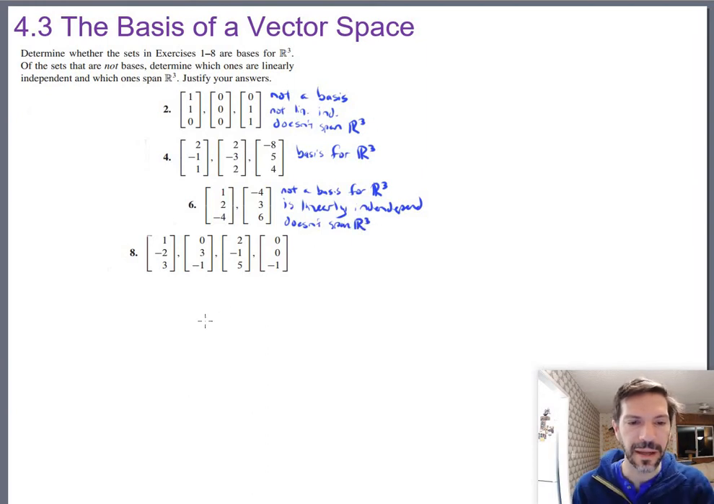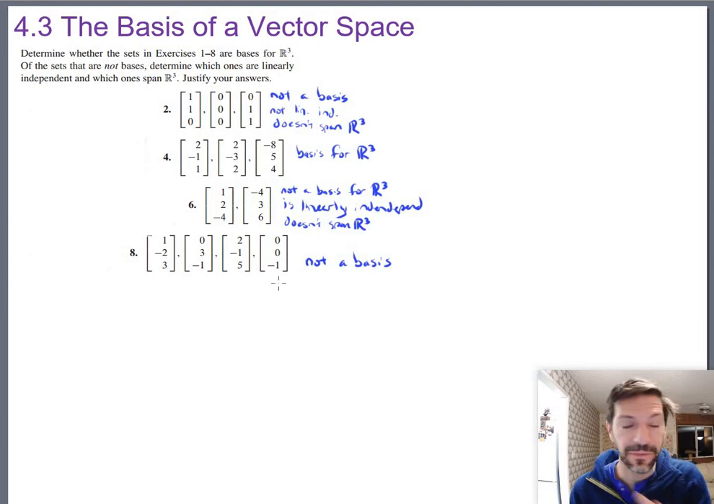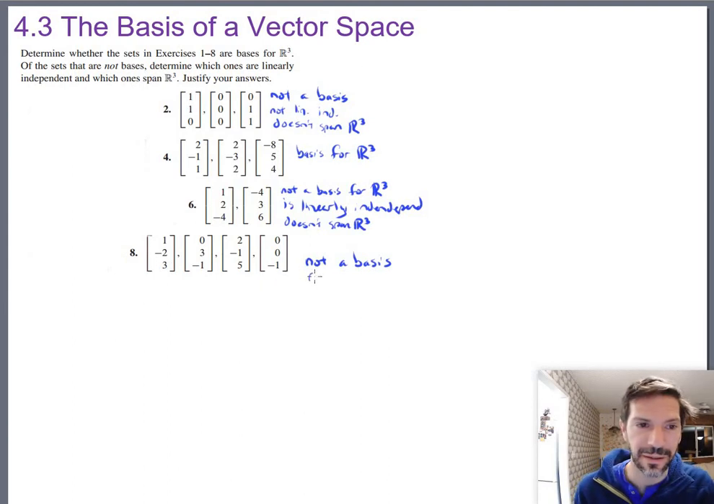Okay, let's look at this last set. It is 4 vectors in R3. I already know when I row reduce, at most I could have 3 pivots here. So this is too big of a set, and it's not a basis. These are not all going to be linearly independent. Not a basis, and therefore not linearly independent.